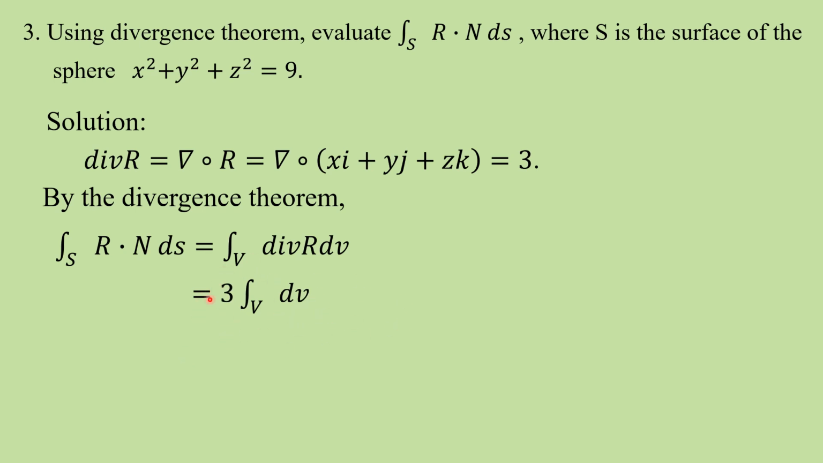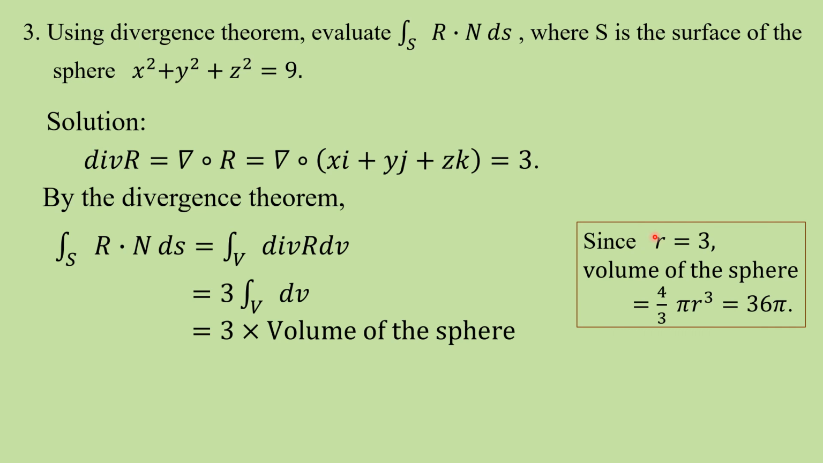So this gives the volume of the solid, which here is nothing but the sphere. The surface of the sphere is x square plus y square plus z square equal to 9. The volume of the sphere formula we know is 4 by 3 pi r cube. Since the radius here is 3, I can substitute, which gives 36 pi. So 3 times 36 pi, the answer is 108 pi.